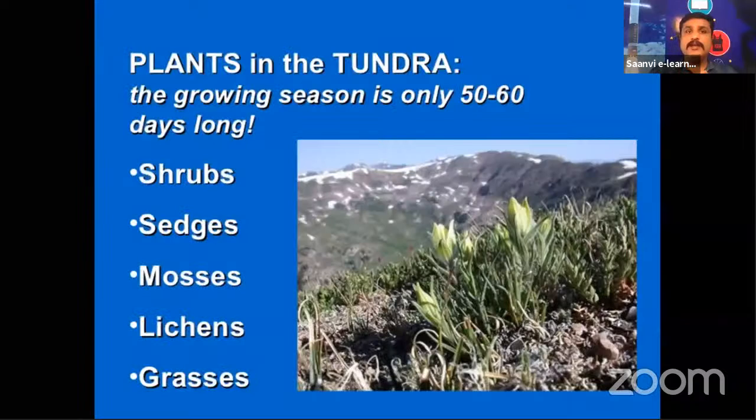Okay, so here, plants in the tundra, the growing season is only 50 to 60 days long. Some of the plant names they have given here: shrubs, sedges, mosses, lichens, algae, one type of algae we call, and grasses. These are the plants which we can see.